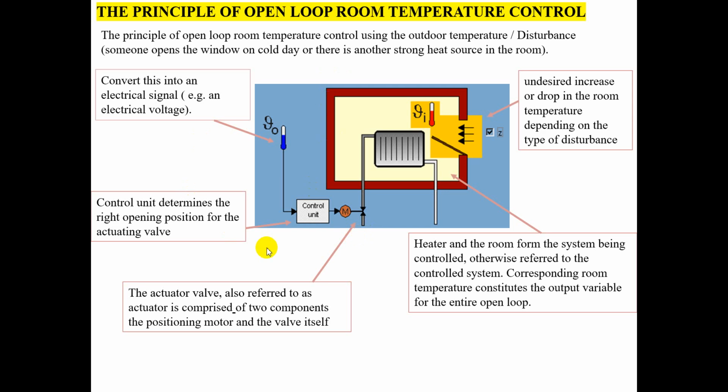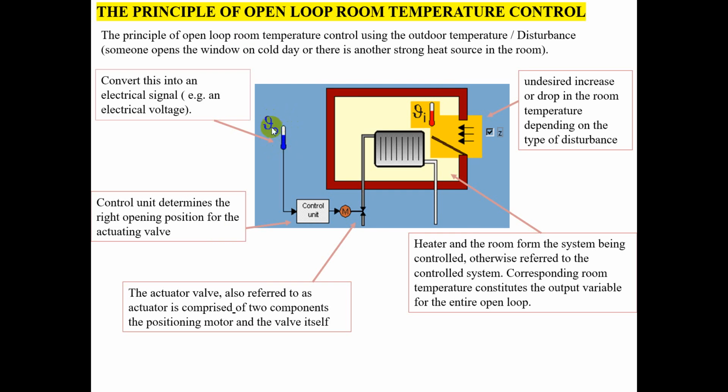What I will do is give you a general overview of the basic principle here. This is a room temperature control system, with disturbance and without disturbance. Now, we have a few things here. First of all, to monitor the outside temperature, we are going to have a temperature system.